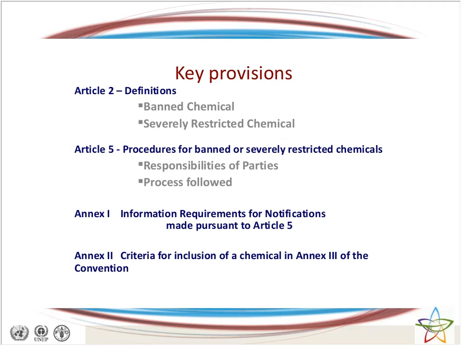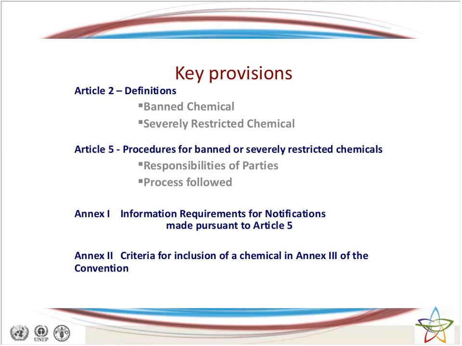And now the key provisions of the Rotterdam Convention. In Article 2, you will find a definition of banned chemicals or severely restricted chemicals under the Convention. In particular, the severely restricted chemicals are chemicals for which some uses are still allowed at the national level, and so this needs to be included in the form, as we will see later on.